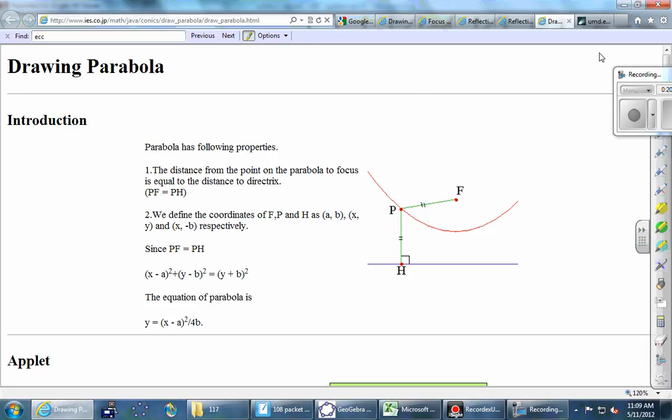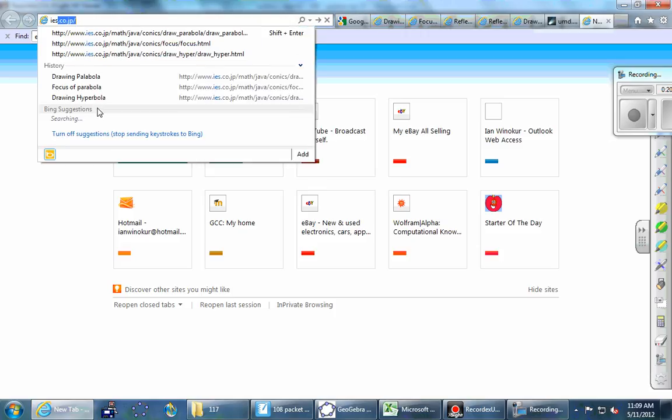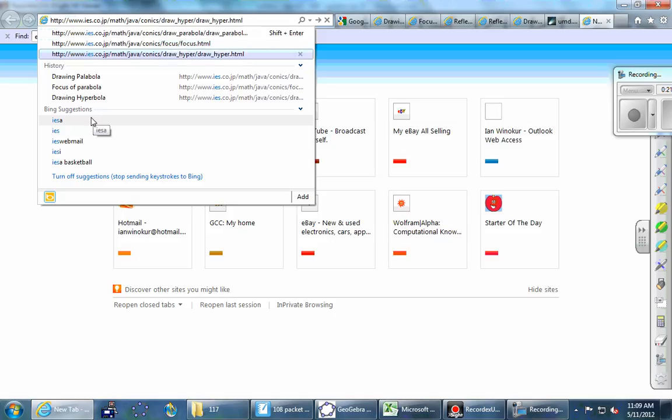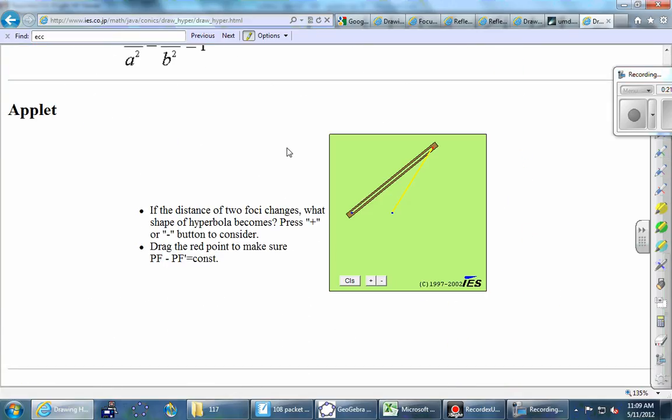Sorry. I could. It's not a live link in Smart Notebook. Okay, so where is it? Draw hyperbola. That one? Okay. So let's take a look at this one.